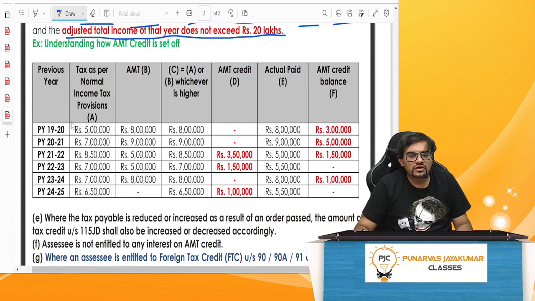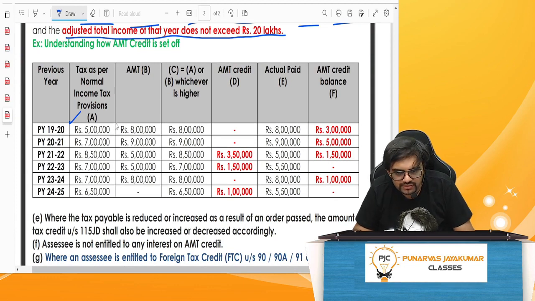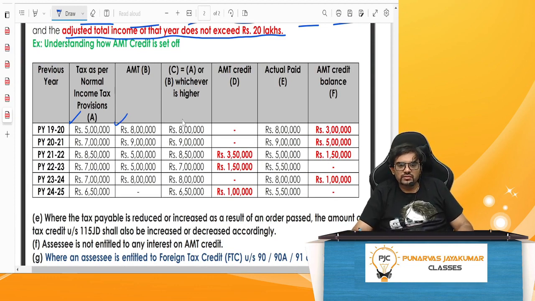Take an example: tax as per normal income tax provisions is 5 lakhs. AMT is 8 lakhs. A or B, whichever is higher, 8 lakhs. So what is the credit that I am getting? 3 lakhs AMT credit. Is there any set off? No. Actually paid 8. AMT credit balance 3 lakhs. Next year, normal tax 7 lakh, AMT 9 lakh. I will pay 9 lakh. Extra 2 lakh credit. 3 plus 2, 5. Next year, 8 lakh 50, AMT 5. I have to pay 8 lakh 50.